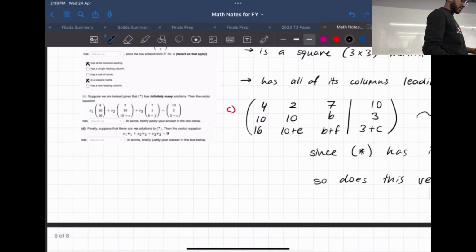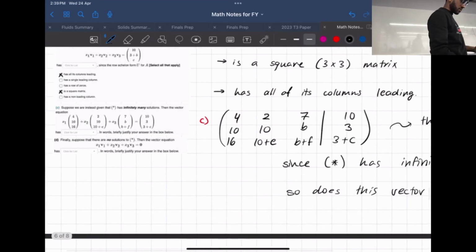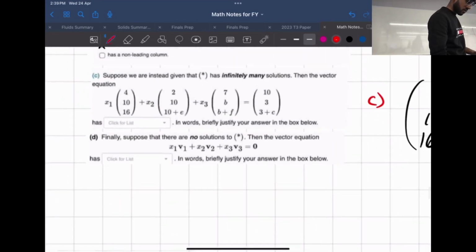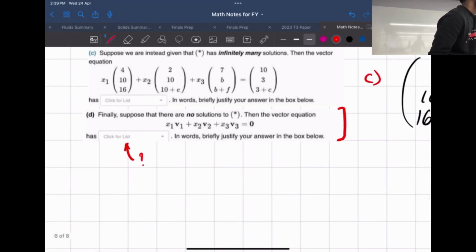Last part. Part D. Suppose that it has no solutions now. Okay. Will it have no solutions, infinitely many, or unique? Any ideas?